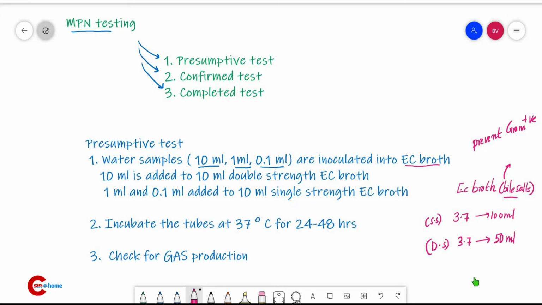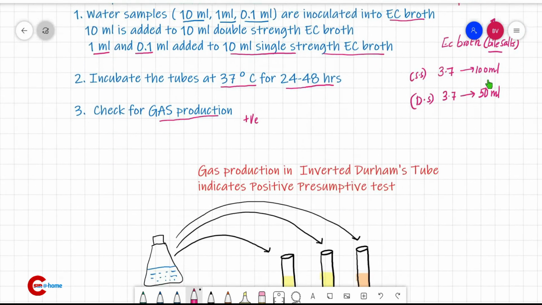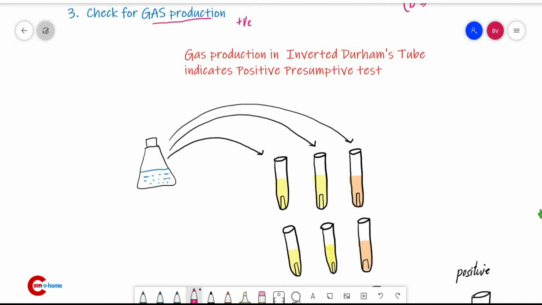You need to study what the MPN testing contains. Three steps: presumptive test, confirmatory test, and completed test. In the presumptive test, we are adding water samples into EC broth: 10 ml into 10 ml double strength EC broth, then 1 ml and 0.1 ml into 10 ml single strength EC broth. Then incubate the tubes at 37 degrees Celsius for 24 to 48 hours. The next day, you can check for gas production. If it is producing gas, you can consider it positive. That means your water sample contains coliform. That is the presumptive test.